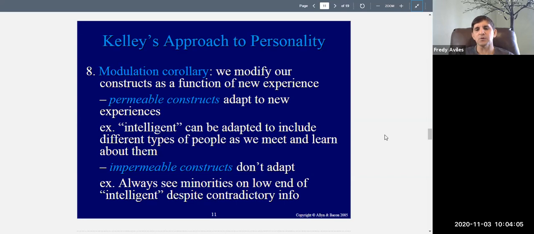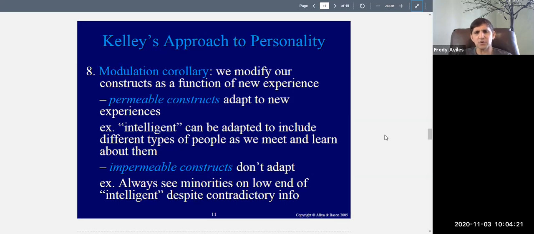But if you continue to stereotype them and say, no, they're not smart or whatever it is, then that means your constructs are impermeable, despite the fact that you have basically evidence of something new. You continue to believe the old stuff, that only certain people are intelligent, right? Because your construct is impermeable.